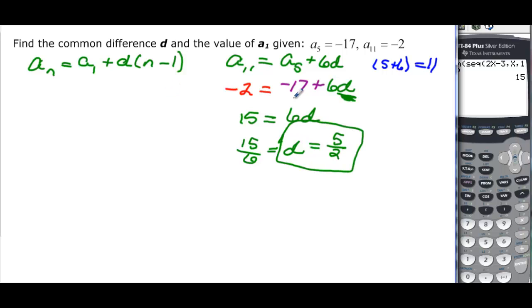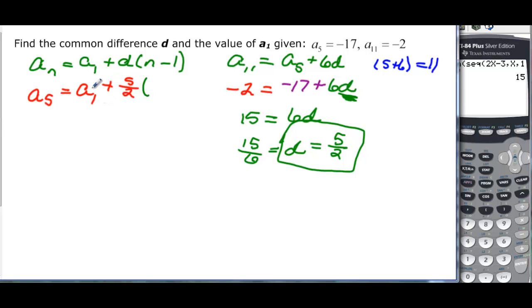Now what do we do? We got all kinds of things we can do, but we kind of thought about this a little bit before. I could say that I know, let's say a sub 5, because it'll be smaller. I don't know what a sub 1 is, and I do know what my common difference is. That's 5 halves times, I have a sub 1 and I need a sub 5, so how many common differences do I need? I need 4 of them, okay? Or 5 minus 1 would be 4.